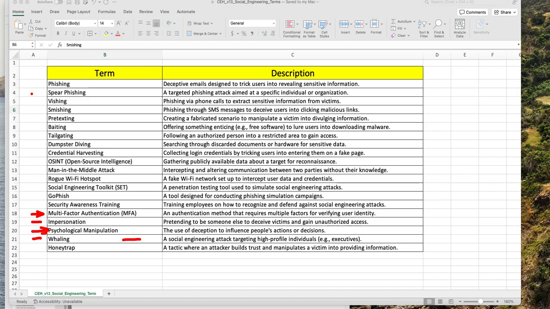The difference between whaling and spear phishing is that spear phishing is just one, or maybe two individual targets, whereas whaling is usually multiple targets that are high in the hierarchy of the organization, like executives. And you need to know what a honey trap is. It is an attack when an attacker builds trust and manipulates a victim into providing information. So those are general concepts that you need to know for the exam.